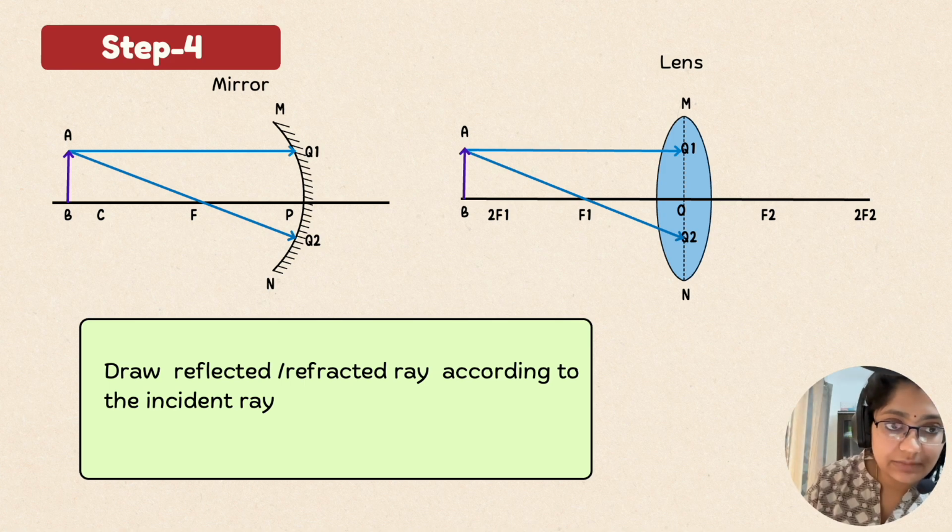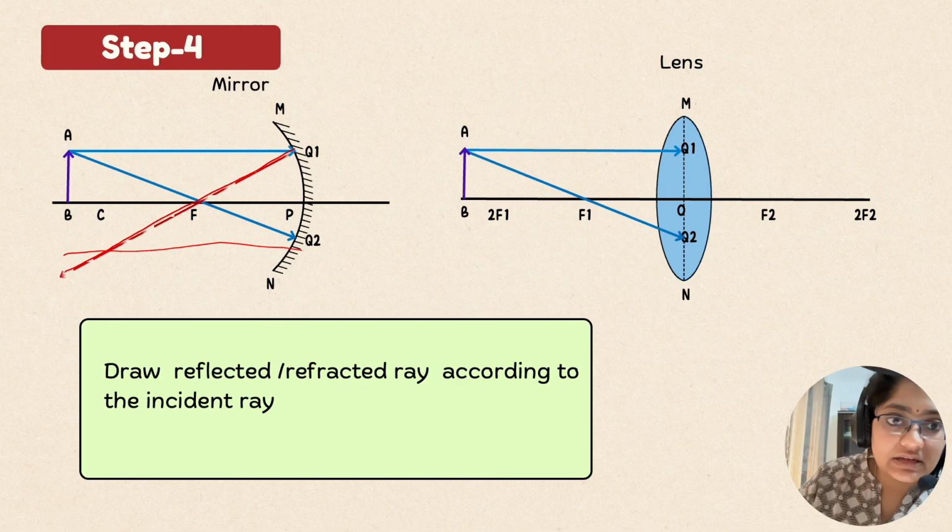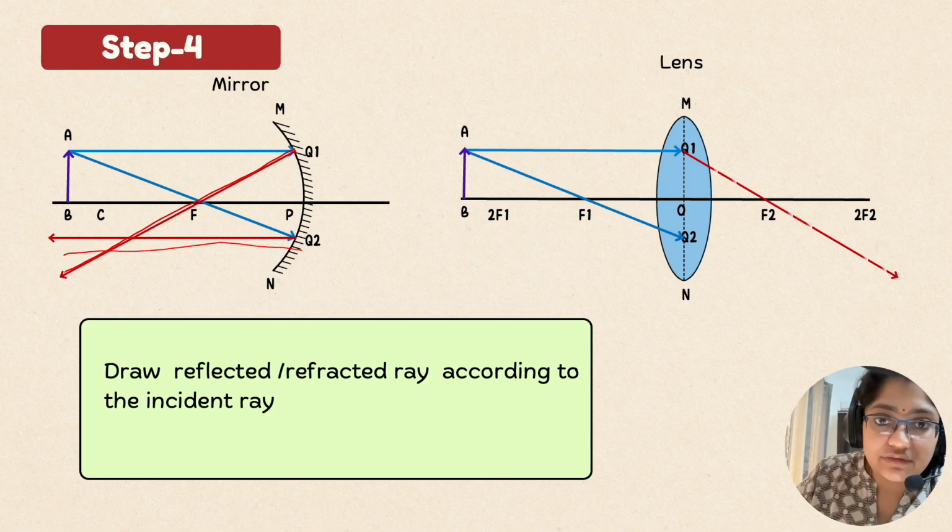We know that if the incident ray is parallel, the refracted ray will pass through the focus, and if it is passing through the focus, it will be parallel. So similarly, you will draw both these rays, and in the case of lens as well, it will pass through the F2 point and it will be parallel to the F2 point.